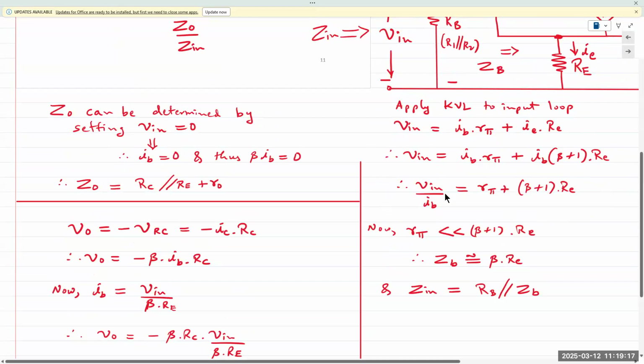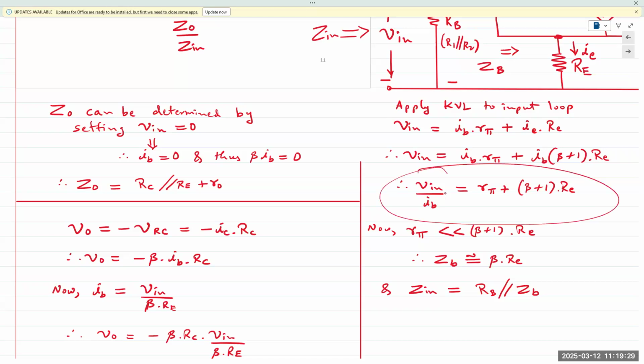You rearrange the terms, and R pi is much, much smaller than beta plus 1 times RE. So we can write IB in terms of V in from this step right here. Let's say beta is 50. 50 times 4,000, or 51 times 4,000 if RE is 4,000.